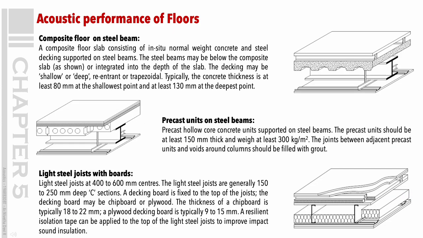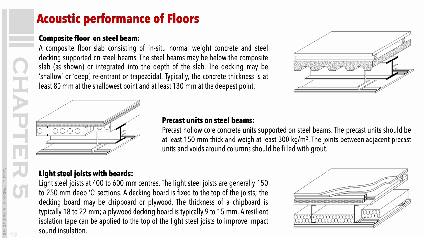Acoustic performance of floors. Composite floor on steel beam. A composite floor slab consisting of in situ normal weight concrete and steel decking supported on steel beams. The steel beams may be below the composite slab, as shown, or integrated into the depth of the slab. The decking may be shallow or deep, re-entrant or trapezoidal. Typically, the concrete thickness is at least 80 mm at the shallowest point and at least 130 mm at the deepest point.